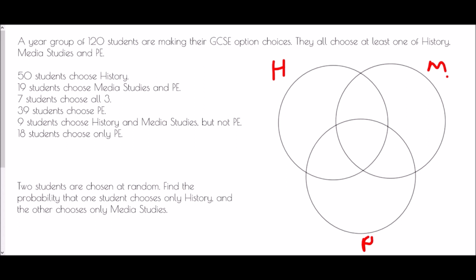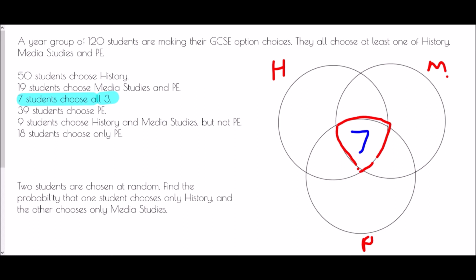And for me, my favourite place to start is always right in the centre, the place where all 3 things intersect. And so that would mean somebody who took history, media and PE. And that information is given to us here. 7 students choose all 3. And so we can straight away fill in that 7 students must be in the centre.